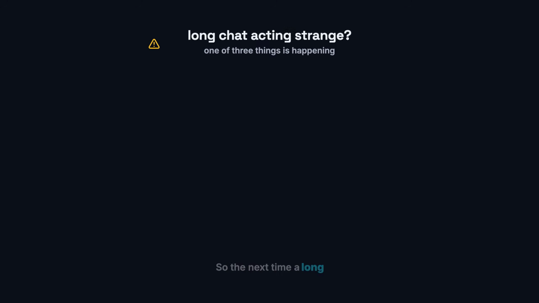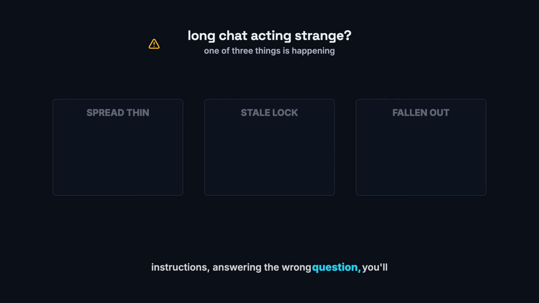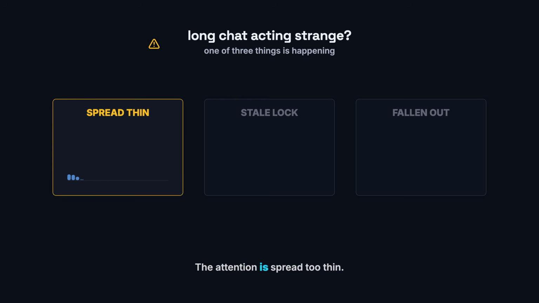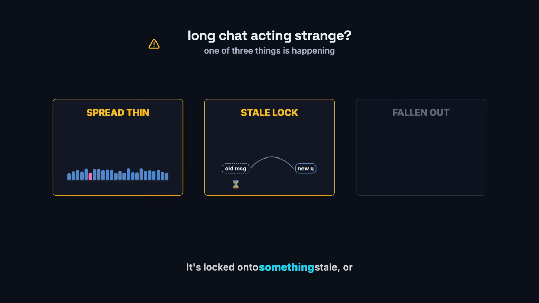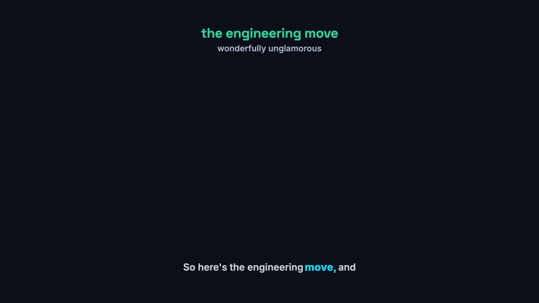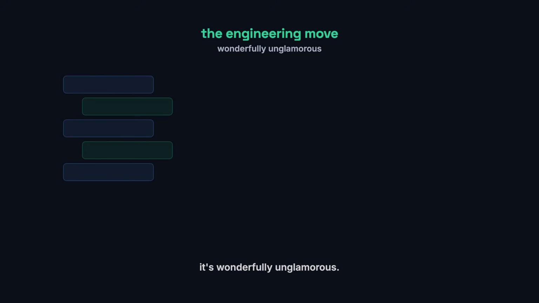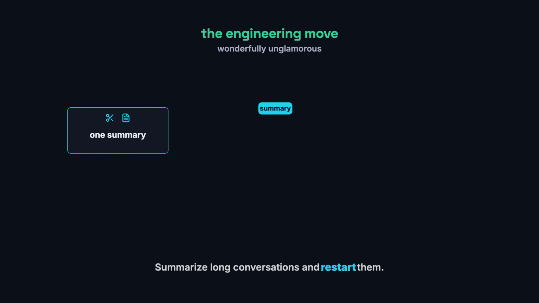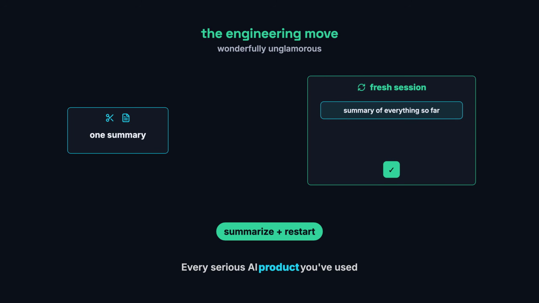So, the next time a long chat starts acting strange, ignoring your instructions, answering the wrong question, you'll know exactly which of these is happening. The attention is spread too thin, it's locked onto something stale, or the message you care about has already fallen out of the window. So, here's the engineering move, and it's wonderfully unglamorous. Start fresh sessions. Summarize long conversations and restart them. Every serious AI product you've used quietly does this under the hood because its builders know exactly what you know now.